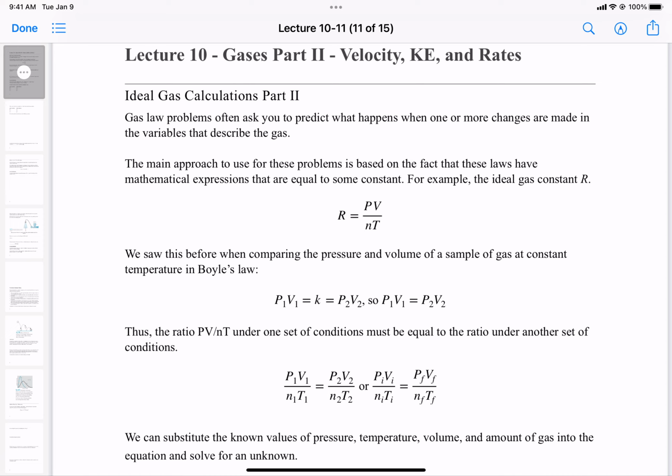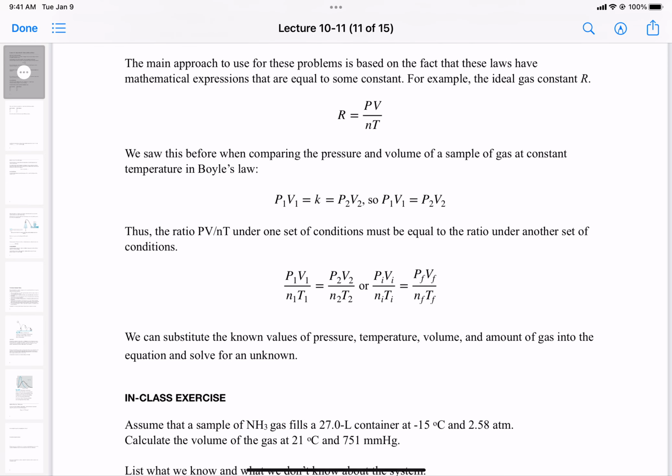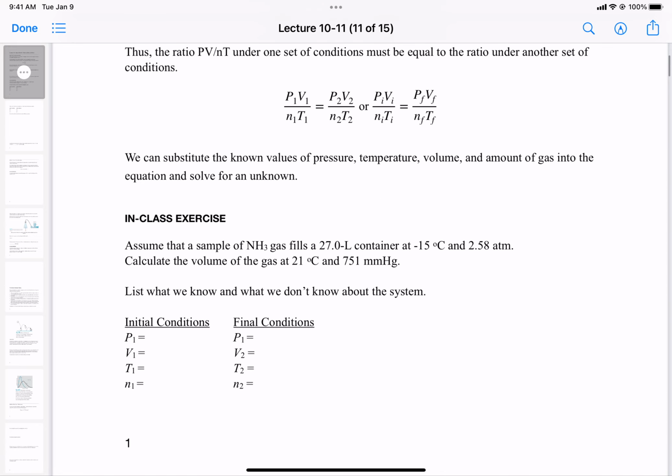Likewise, we can also do this for a set of conditions for the ideal gas law. So we could say the initial conditions of a gas with P1, V1, N1, T1 is also equal to the conditions of the gas at time 2, or the instance where we change the variables. So we can substitute known values of pressure, temperature, volume, and amount of gas into the equation and solve for one unknown. So let's do that right now.